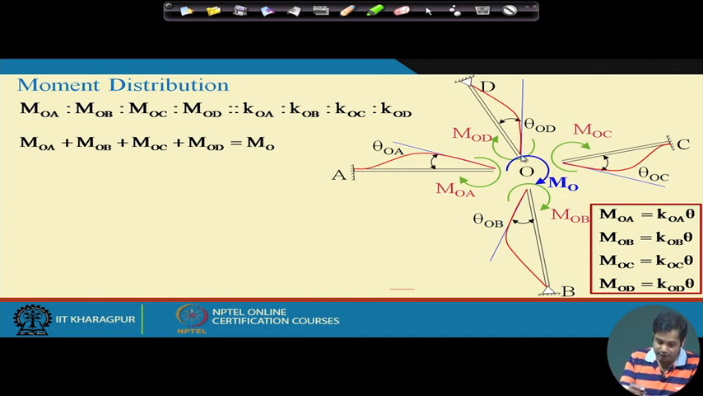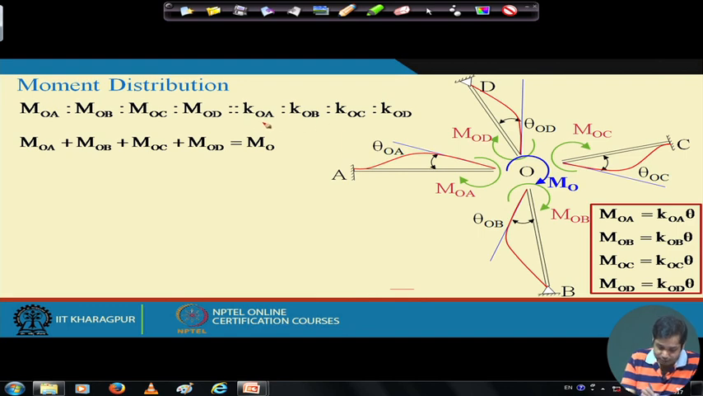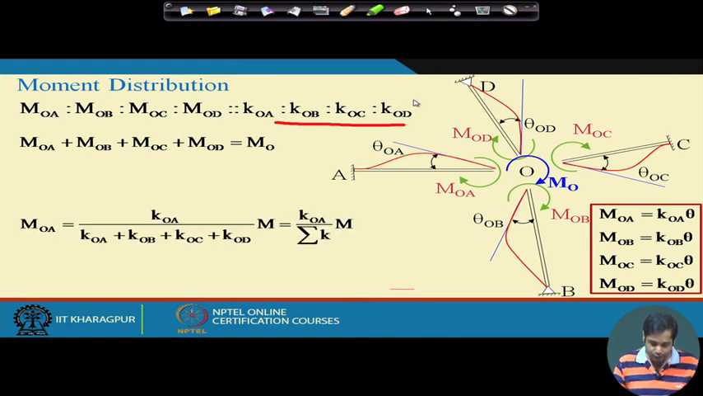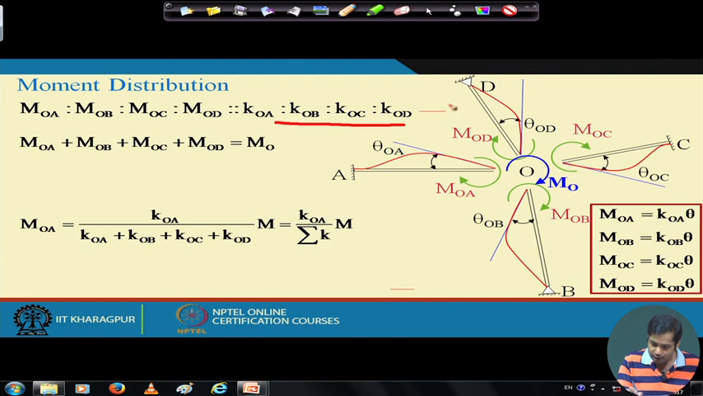Okay. So, essentially we obtain this from the compatibility condition, because we could obtain this relation since theta is the same for all these members. So, this is the outcome of the compatibility condition at O, and this is the equilibrium condition, right. Now, next if we use these two conditions, this is equation number 1 and this is equation number 2, then we can express MOA as this.